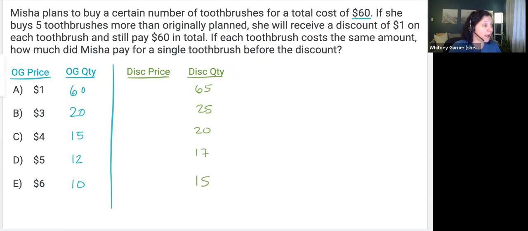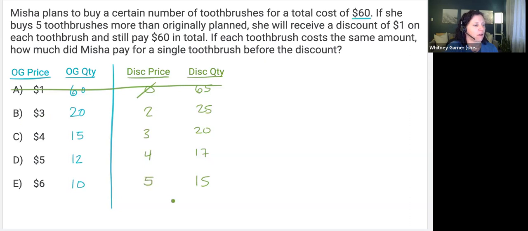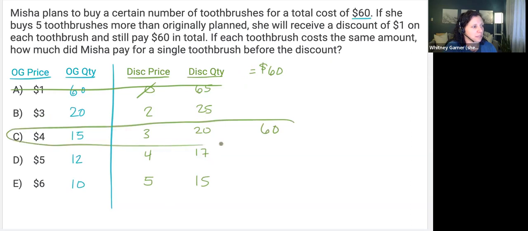My discounted price, if I saved $1, wait, hold on. That means in answer choice A, they'd be free. Okay, well, that wouldn't make any sense because if they were free, I could buy an infinite number. So A's out. In this case, they'd be $2, $3, $4, and $5. And my job now is to figure out which one would cost me 60 bucks. Well, 50 is too low. There's my 60. Notice that this problem ends up without a lot of crazy scratch work.